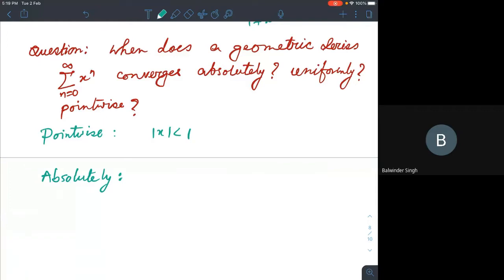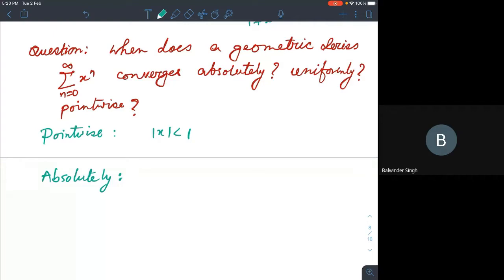We know that if some sequence is smaller than 1 by n, then its series will converge. Any series whose terms are less than 1 over n converges. Do you know that? Can you prove it? Okay, well, I will try. Yeah, so you try and let me know, okay?